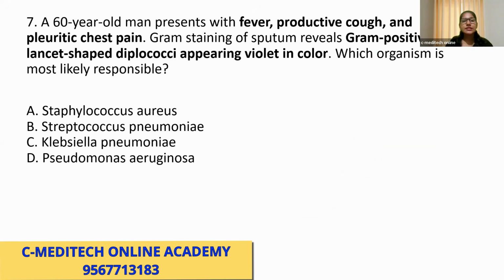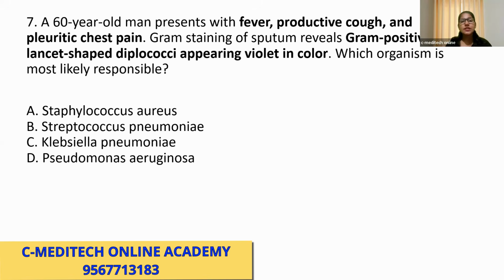Question number 7. A 60-year-old man presents with fever, productive cough and pleuritic chest pain. Gram staining of sputum revealed gram-positive lancet-shaped diplococci appearing violet in color. Which organism is most likely responsible? A. Staphylococcus aureus, B. Streptococcus pneumoniae, C. Klebsiella pneumoniae, D. Pseudomonas aeruginosa.